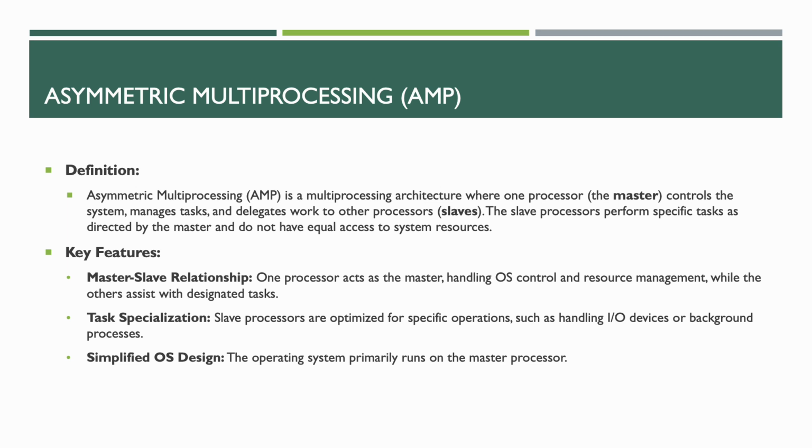Now that we have covered symmetric multiprocessing, let's shift our focus to a different multiprocessing model, asymmetric. While SMP treats all processors equally, AMP operates under a master-slave architecture, where one processor, the master, controls the system and other processors, the slaves, assist by handling specific tasks. So what is asymmetric multiprocessing? AMP is a multiprocessing architecture in which one processor, the master, is responsible for managing the system, controlling resources, and delegating tasks to other processors.